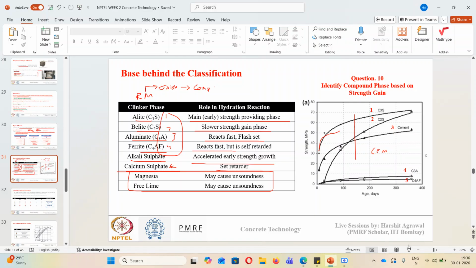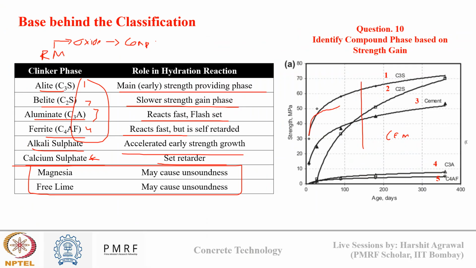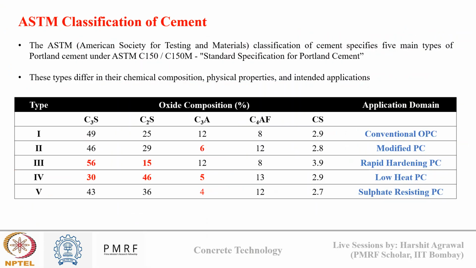Okay, now let's see about ASTM classification of cement. ASTM classifies cement into five types under this codal provision, ASTM C150, which is the standard specification for Portland cement. These five types differ in their chemical composition and their intended application.